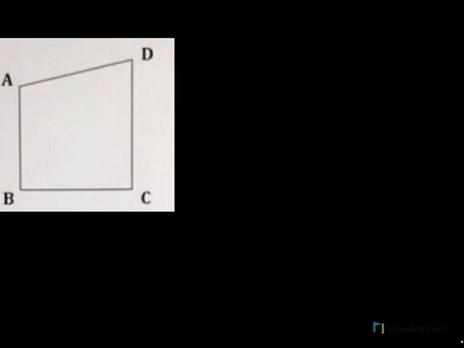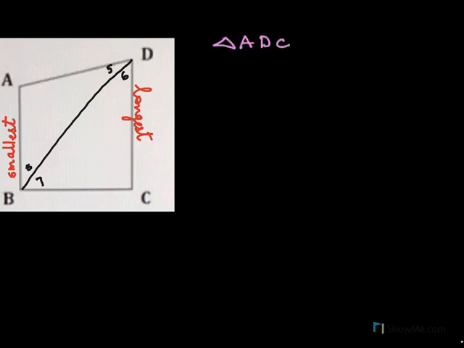For the second part, I need to join BD, and I need to mark here, this is angle 5, 6, 7, 8. And remember which was the smallest. AB was the smallest and DC is the longest. And we carry on the same process. In the first case, we'll take triangle ABD.